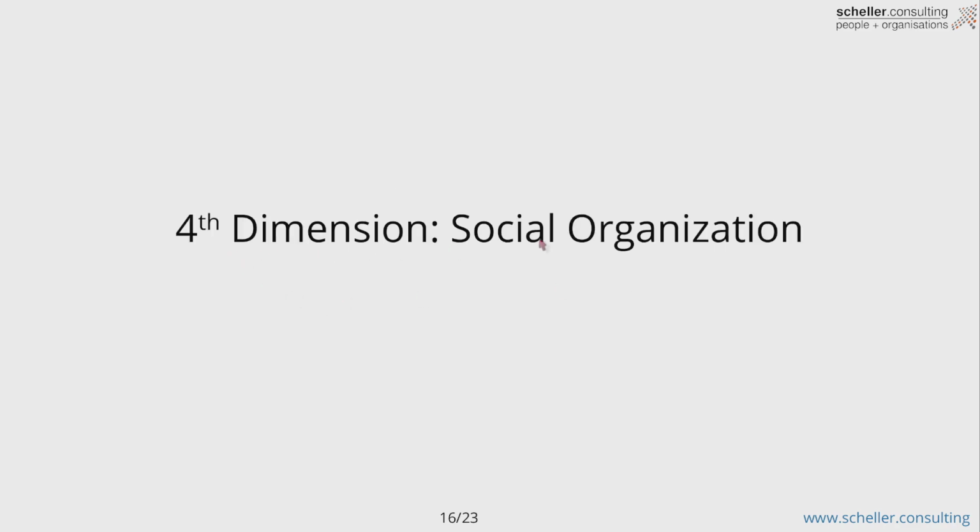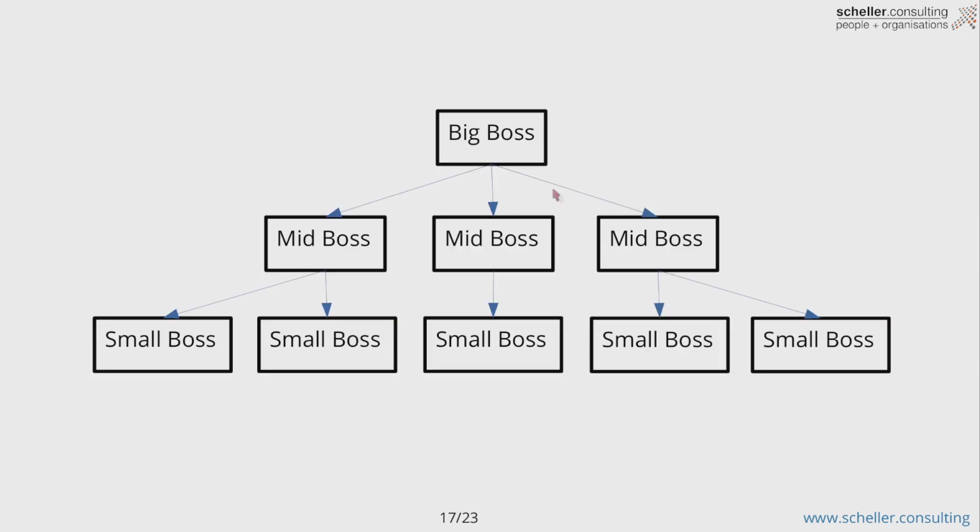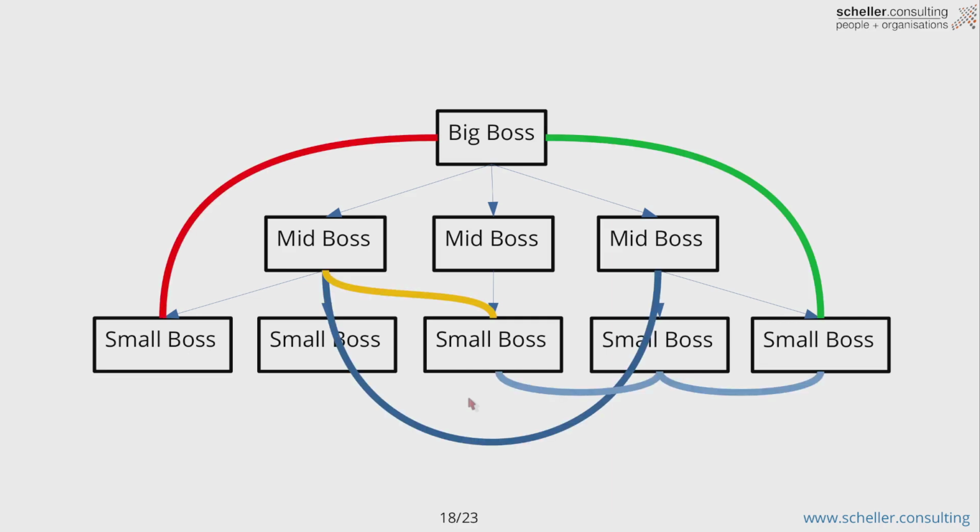And the fourth dimension is the social organization. So let's say that's the organizational structure of a company. We have a lot of bosses, and we have a lot of people. In every box there is one person. And if you have people, then you have relationships between these people. So here you see some. So let's say these both have a love affair.